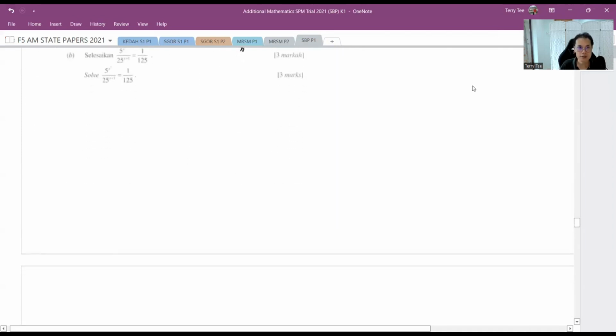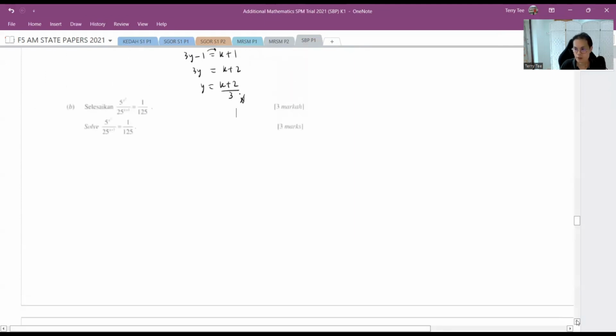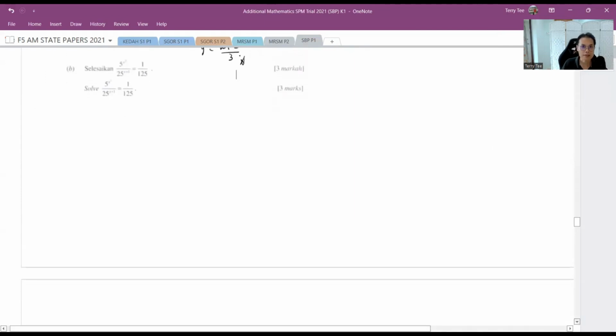Moving on to b. Here, you're supposed to solve this equation, right? 5 power x squared over 25 power x plus 1 is 1 over 25. So for me, I will change everything to base 5. It's quite clear cut. 5 power x minus 1, I leave it. 25 is 5 power 2. There is a x plus 1 here. 1 over 5 is 5 power -3.